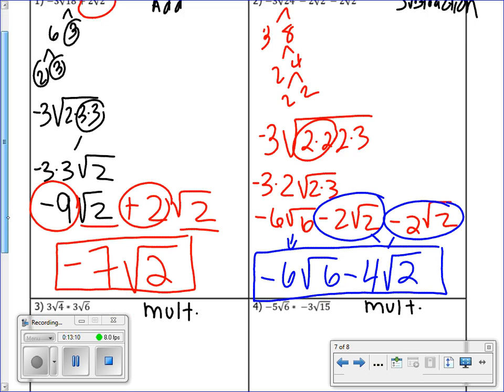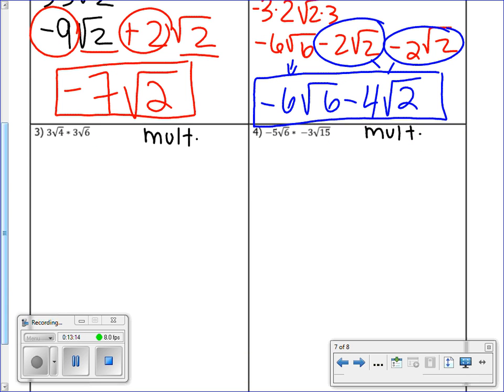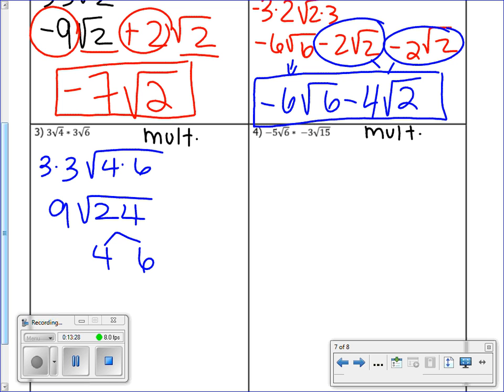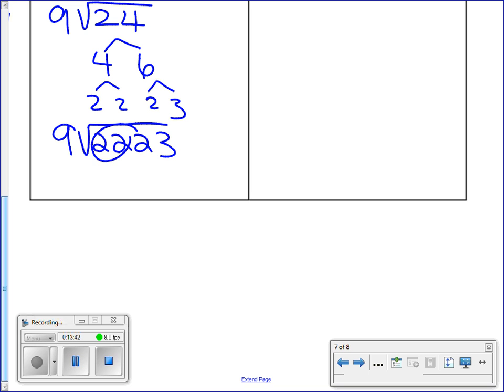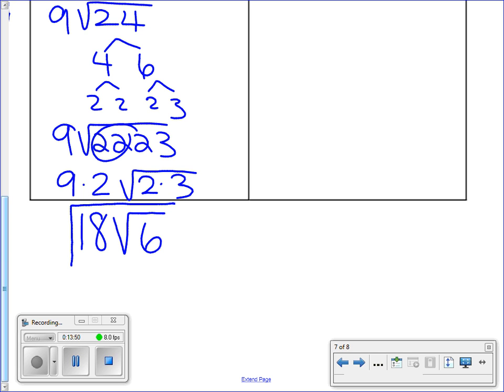That's addition and subtraction. On to multiplication. Remember, multiplication is multiply the outsides, multiply the insides, and simplify. So outsides are 3 and 3. Insides are 4 and 6. 9 square root 24. 24 breaks down into 4 and 6, 2 and 2, 2 and 3. 9 square root 2, 2, 2, 3. You want to take out twins. 9 times 2, square root 2 times 3. 18 square root 6 is your final answer.